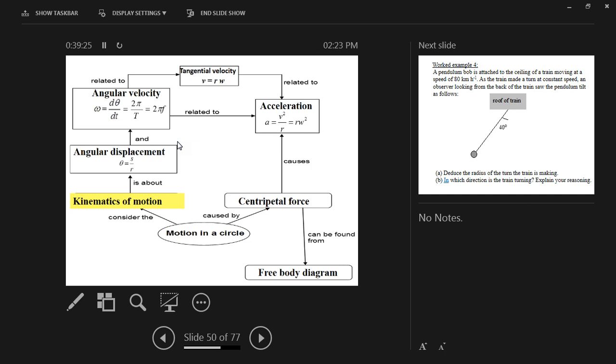For this question, bear in mind, it is not in equilibrium. There must be a resultant force that is towards the center of the circle. So you must first identify where is the circle. Draw the circle first, then you know where the radius is, and you know where is the direction of the resultant force.